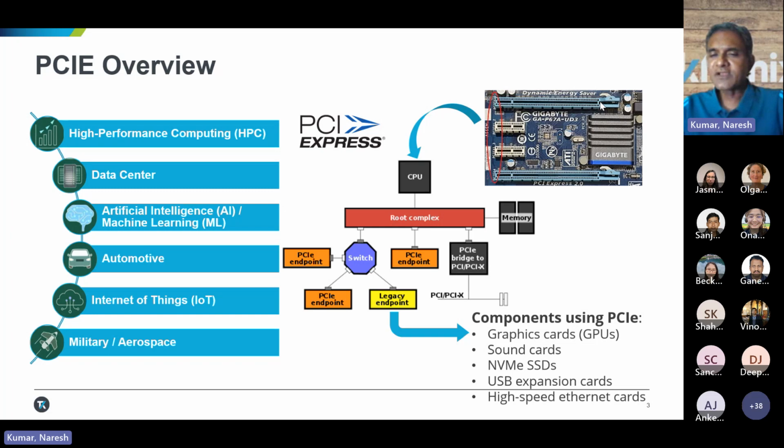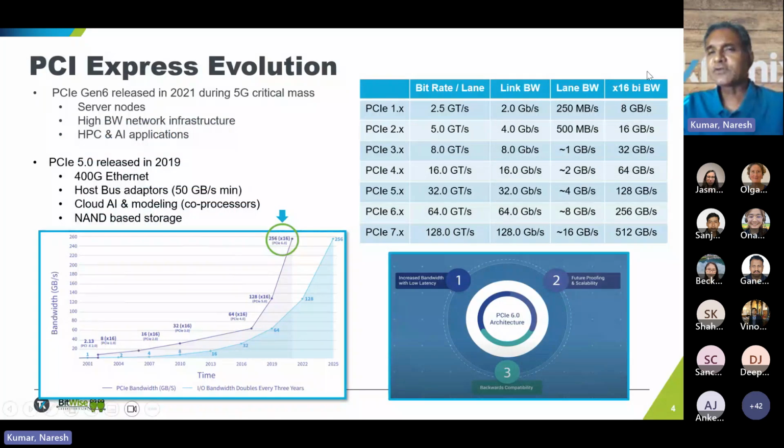Okay. Now, typical applications, as you would know, are graphics cards, high-speed Ethernet cards. All of these are adapting and utilizing the developments in the PCI Express technology domain. Okay. Now, moving further on this. Why are we talking about PCI Express? What is it that is relevant for people like myself?